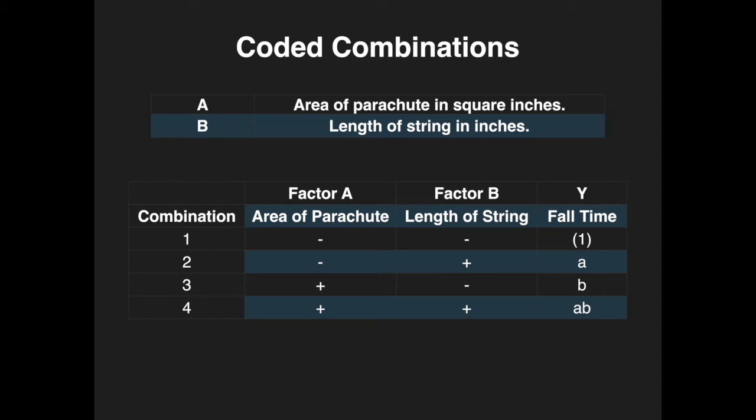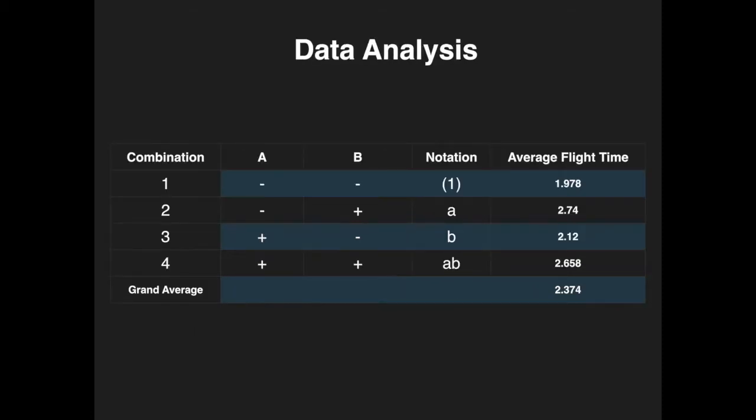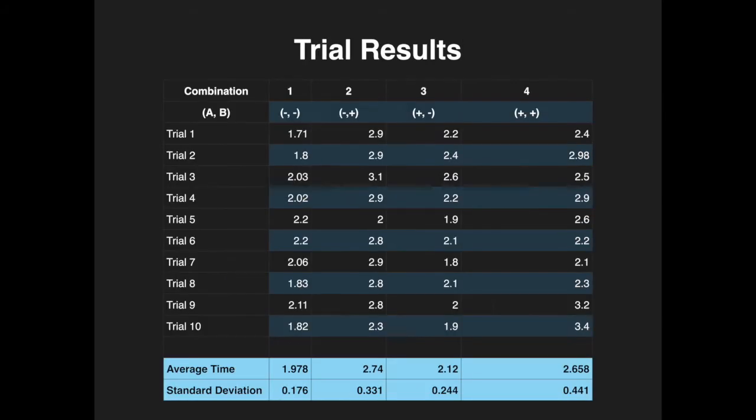In order to conduct our experiment utilizing DOE, we changed the respective high and low level entries to pluses and minuses, a plus representing a high level variable and a minus representing a low level variable. Additionally, to differentiate between the combinations, we decided to call the minus-minus combination 1, the plus-minus combination A, the minus-plus combination B, and the plus-plus combination AB. After conducting 10 trials for each combination, a total of 40 trials enabled one to average the flight time.